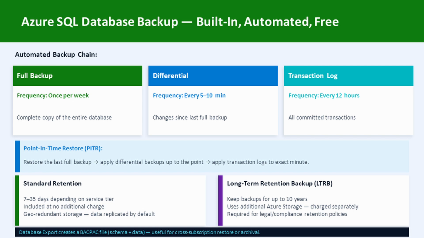The process is, first, restore the most recent full backup before your target point. Then apply all differential backups between the full backup and the target. And finally, replay all transaction log backups up to the exact minute you want. This gives you extremely fine-grained recovery capability. The standard retention period for backups ranges from 7 to 35 days, depending on the service tier. All standard backup storage is included in the price of the database.